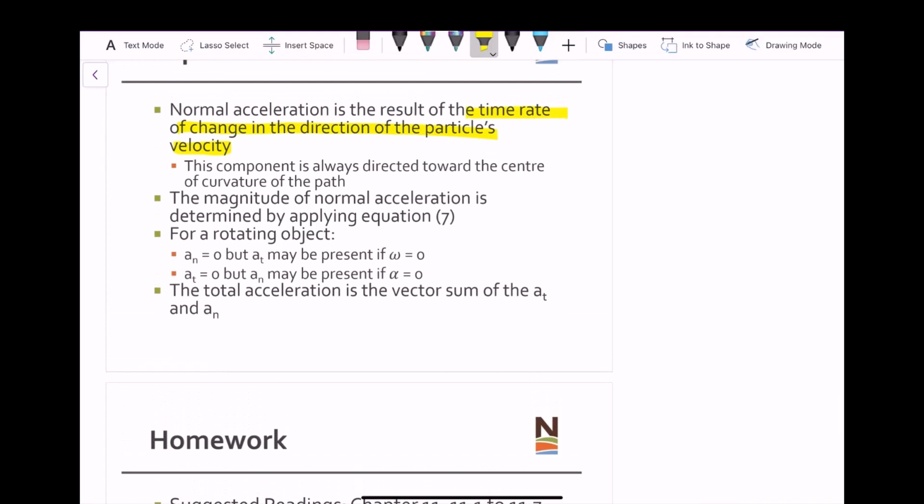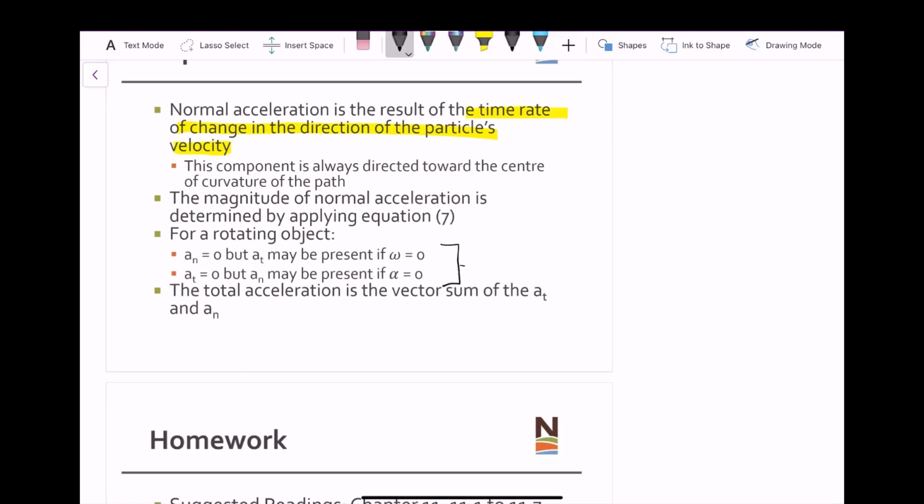Okay, for a rotating object, a normal acceleration is 0, but a tangential acceleration may be present if the angular velocity is 0. Whereas a tangential acceleration may be 0, but a normal acceleration may be present if the angular acceleration is 0. I just want you to think about that for a little bit. Make sure that makes sense to you.